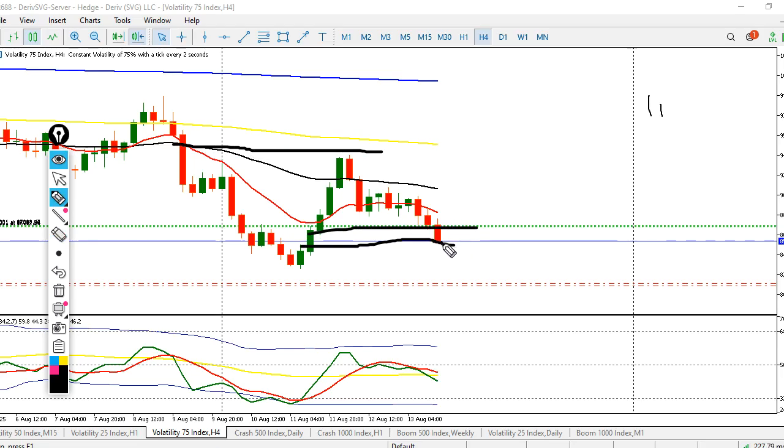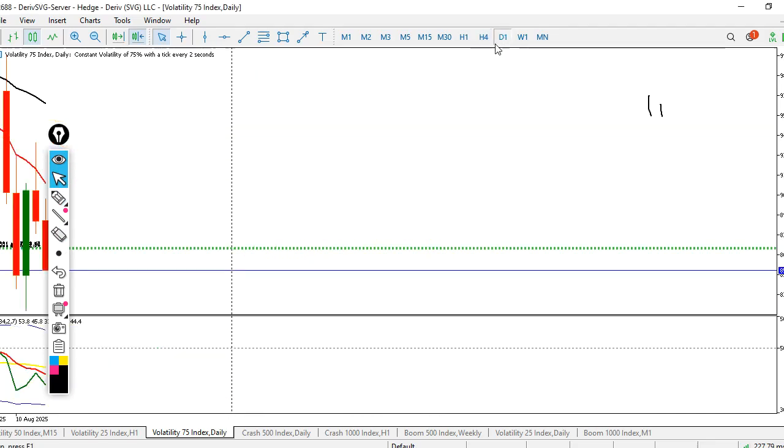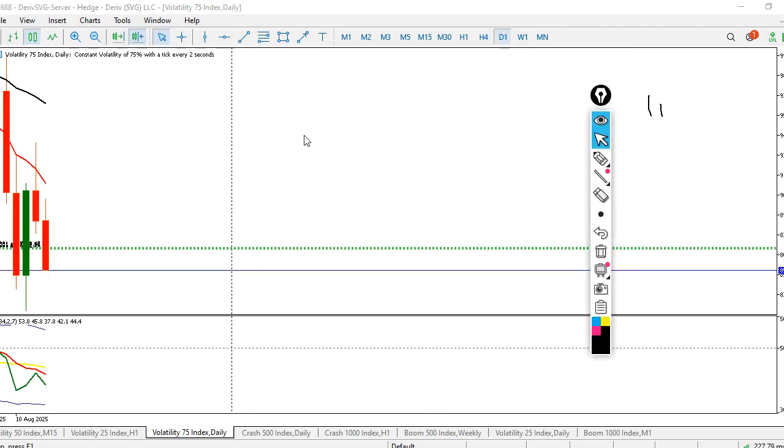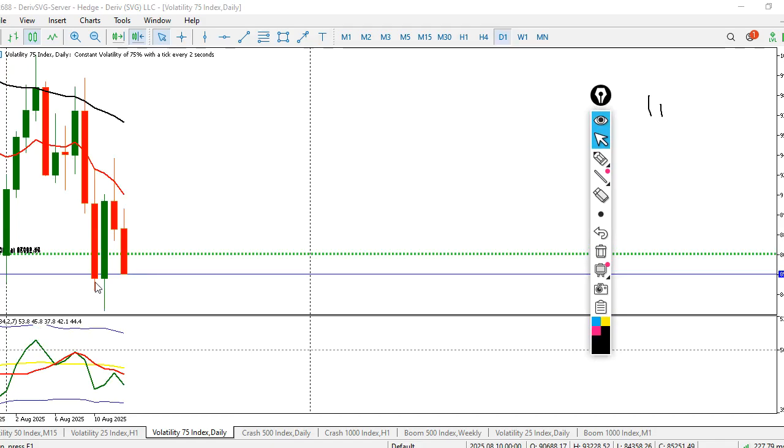That is right. But what is your higher time frame saying? Now, this internal liquidity you are seeing here on 4 hours time frame, on daily time frame is actually nothing. You can see that it is not even reflecting, right?